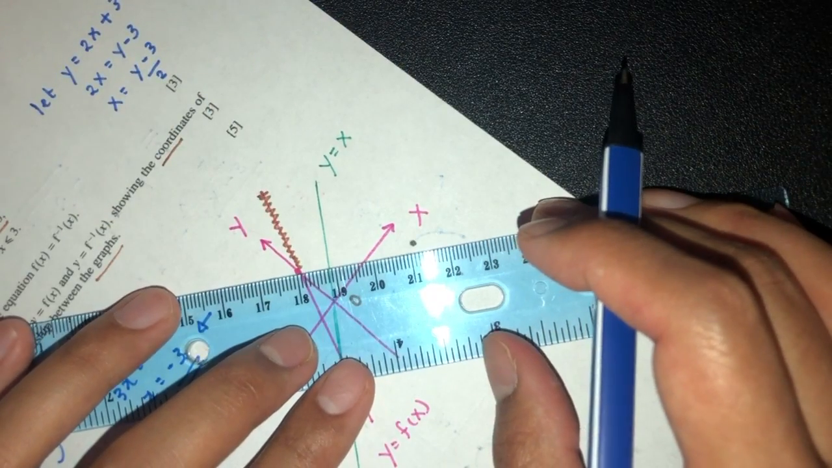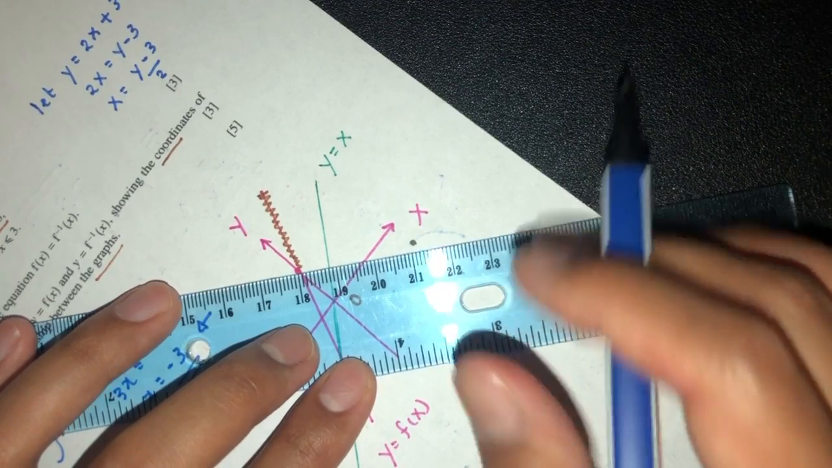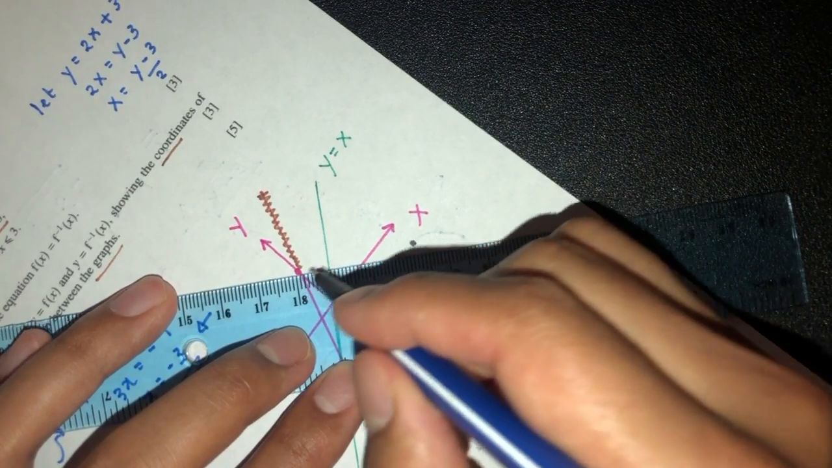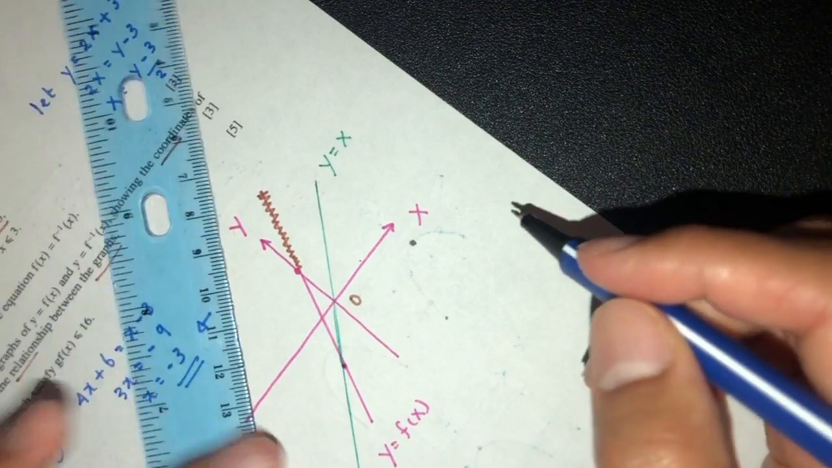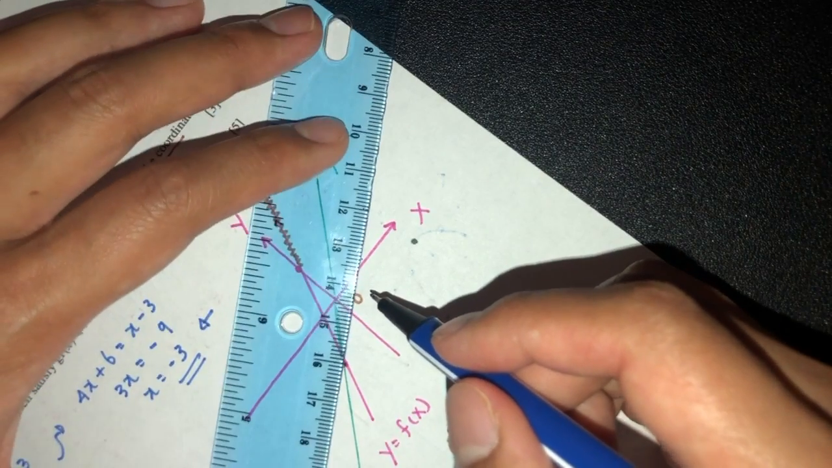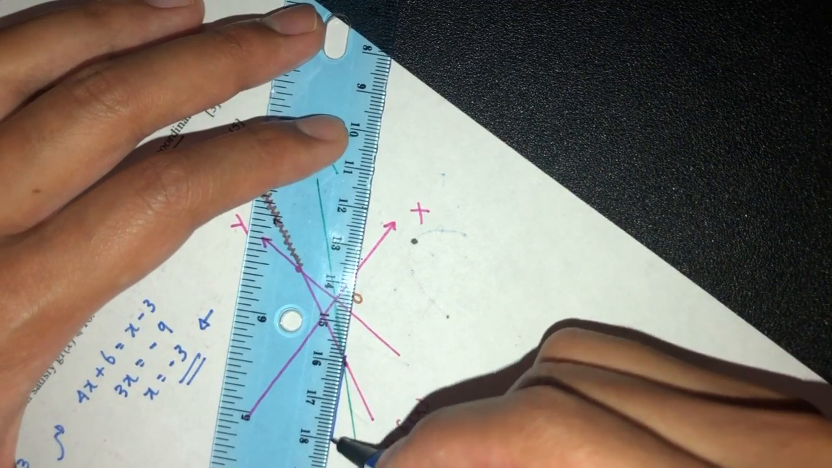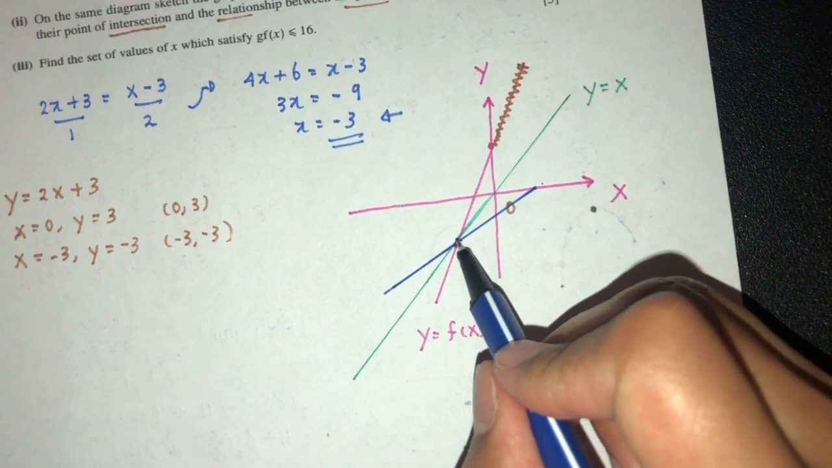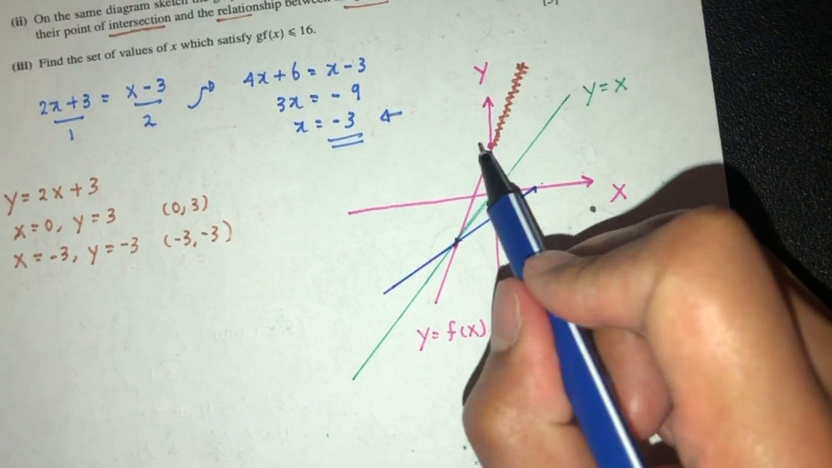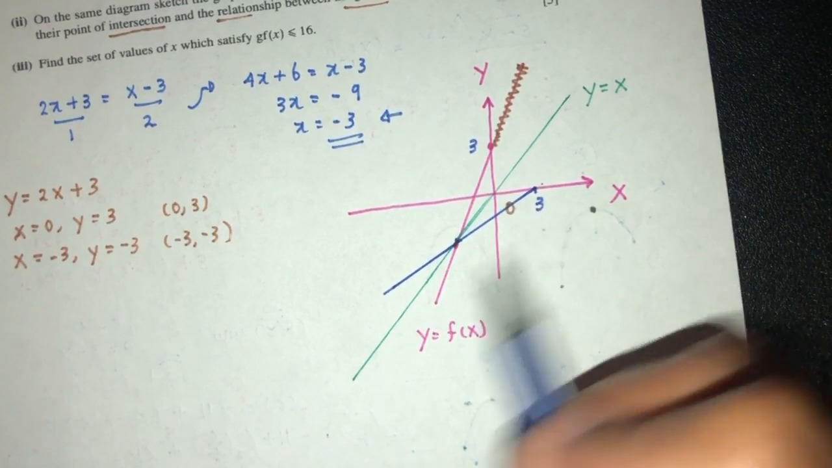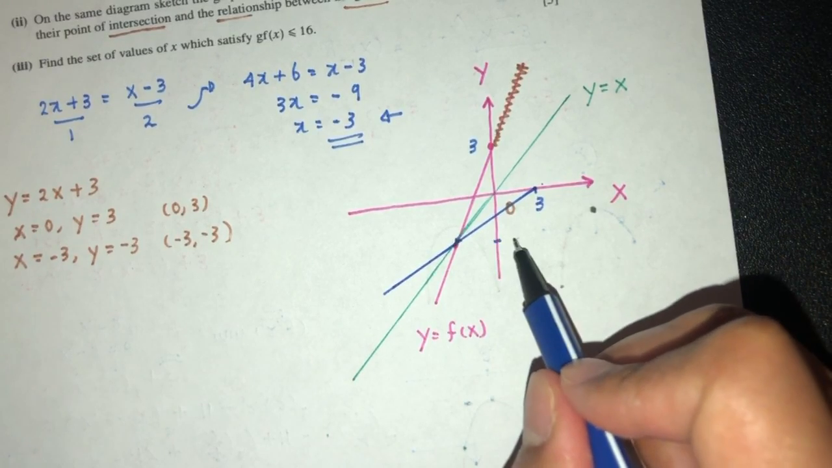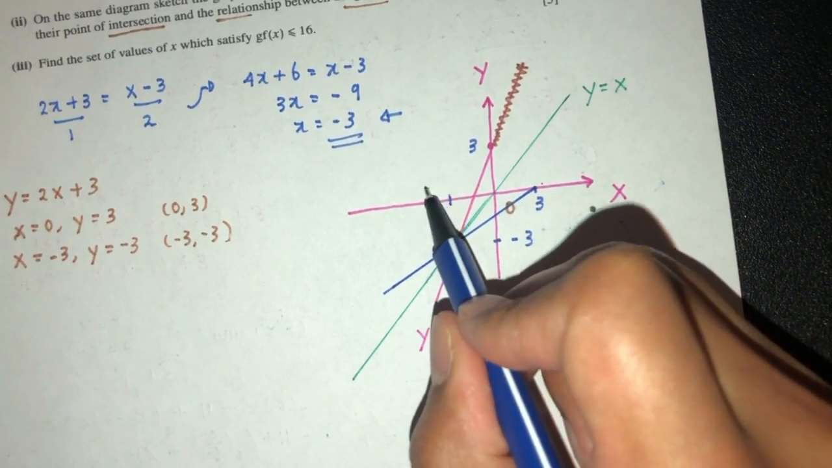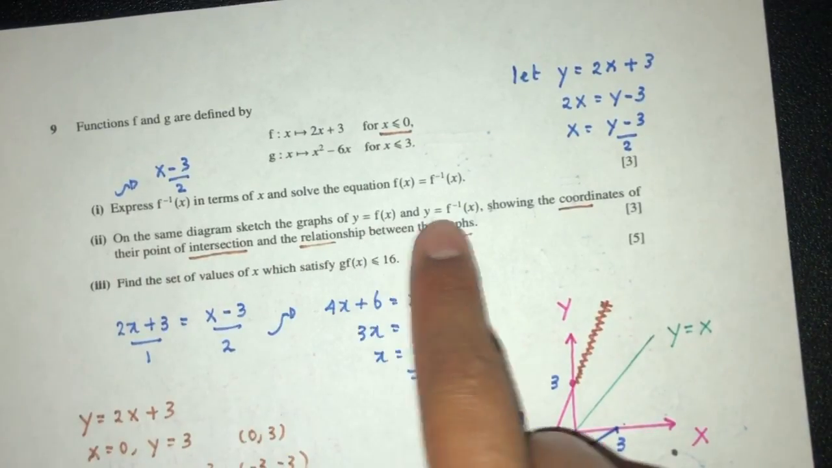Try our best to sketch, but not too somewhere over here, let's say, and that should be stopping right here, right? That should be your point over here, and that should be the value of 3, and that should be 3 as well. And here we have minus 3 and minus 3. Okay, so here we have to show these two, which is done.